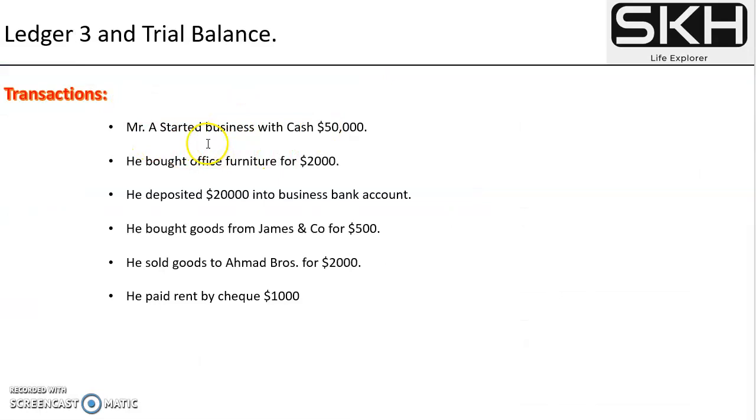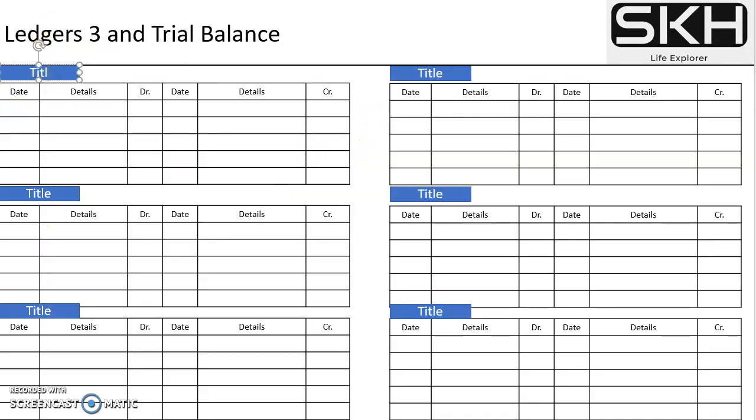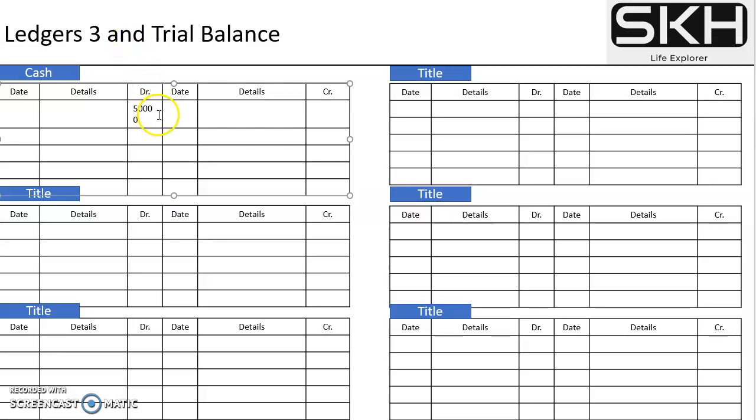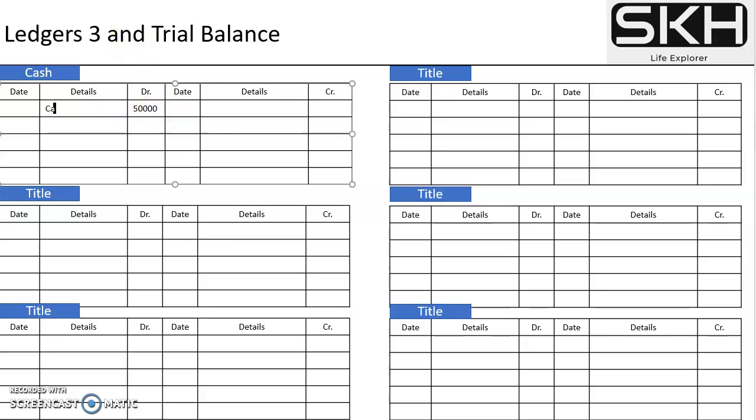Mr. A started business with cash of 50,000. We know two accounts are involved in this one. The first account is cash. So cash is coming in, which is 50,000, and the reason is capital. Another account I'll create here is capital, and the capital is credited by 50,000, and the reason is cash. The date I'm just ignoring here, but if in the question there is a date, you need to record it.